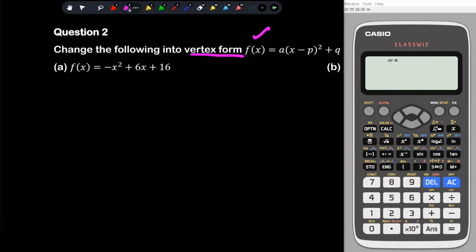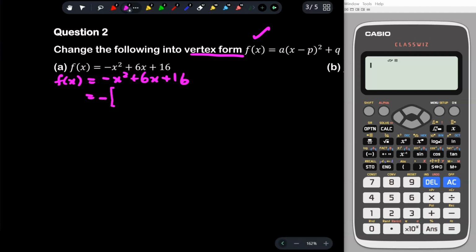Okay, a is f(x) equals negative x squared plus 6x plus 16. So I'm going to write back the same question. f(x) equals negative x squared plus 6x plus 16. So the a here is negative 1. So I'm going to take out the a, which is negative 1. I put negative and then a square bracket. So x squared minus 6x minus 16. We must always make sure that our coefficient for a is 1 before we start completing the square.